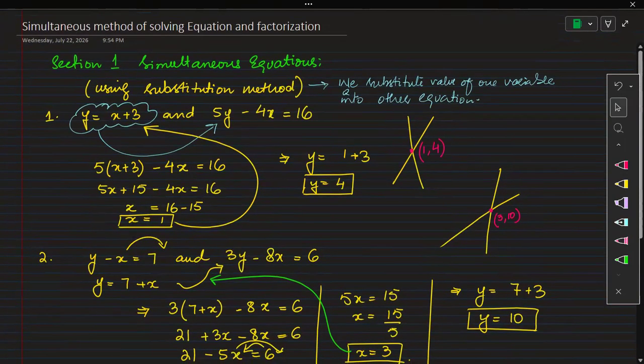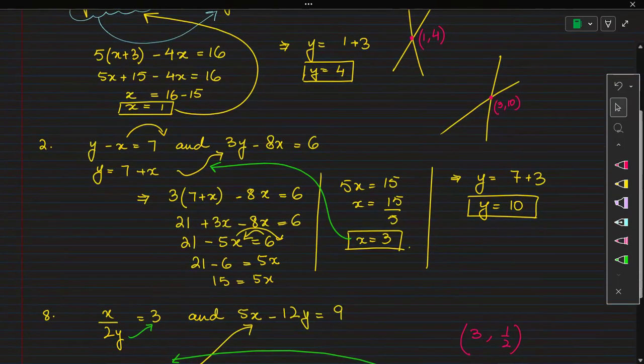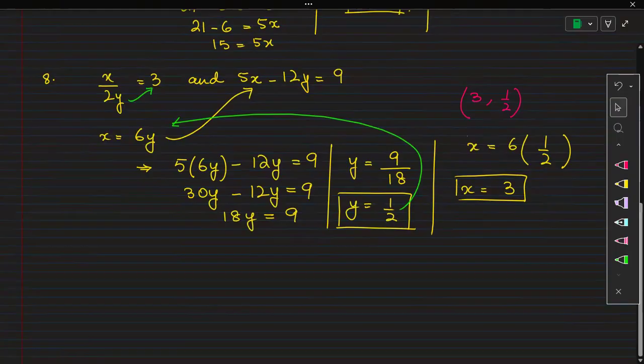Now we have the other part of the same section, which is the elimination method.